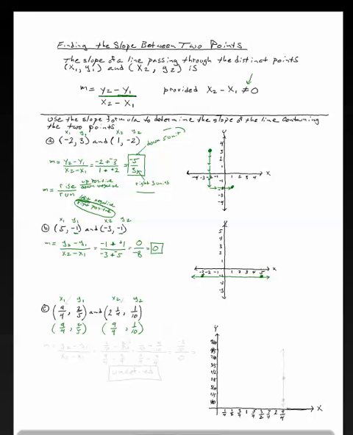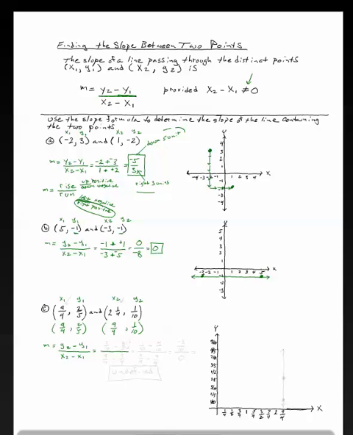Vertical lines, remember, have an undefined slope. So what we should find is that if we try to plug this into the formula, then the denominator is going to be 0, because dividing by 0 is undefined. So let's go ahead and try that. m equals y2 minus y1 over x2 minus x1.